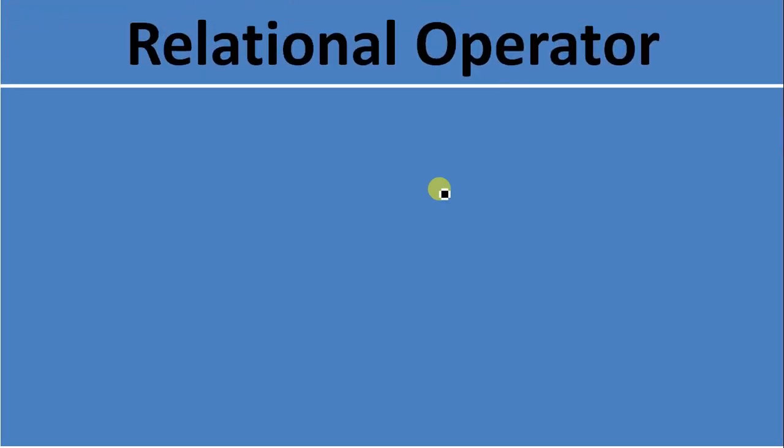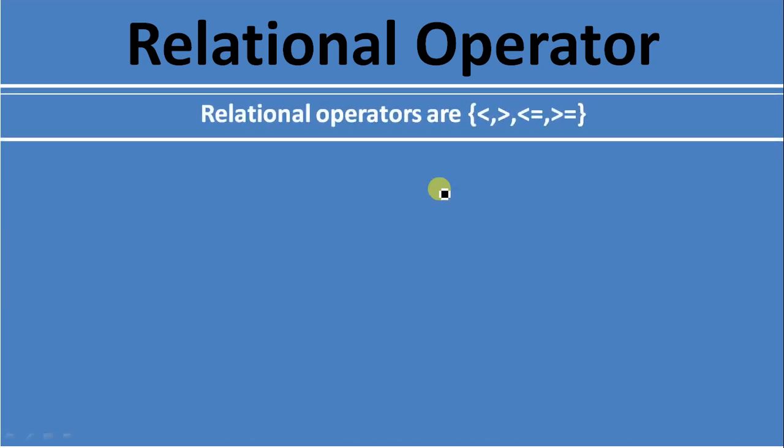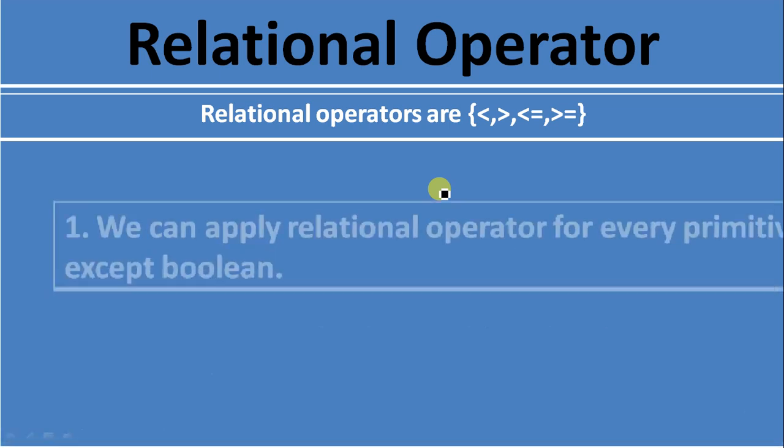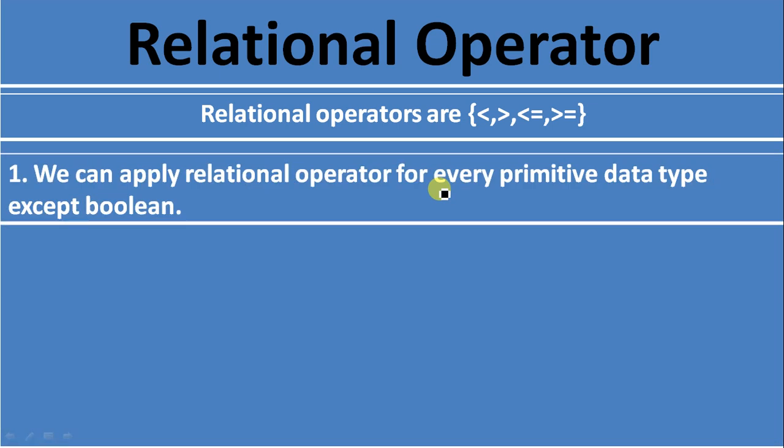Relational operator. Relational operators are less than, greater than, less than equal to and greater than equal to. These four are called relational operators. There are a few points about the relational operators. First, we can apply relational operators for every primitive data type except boolean.